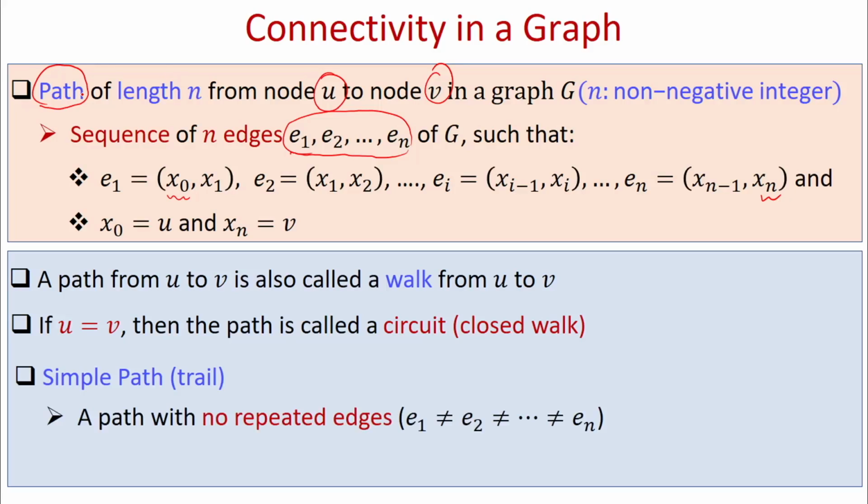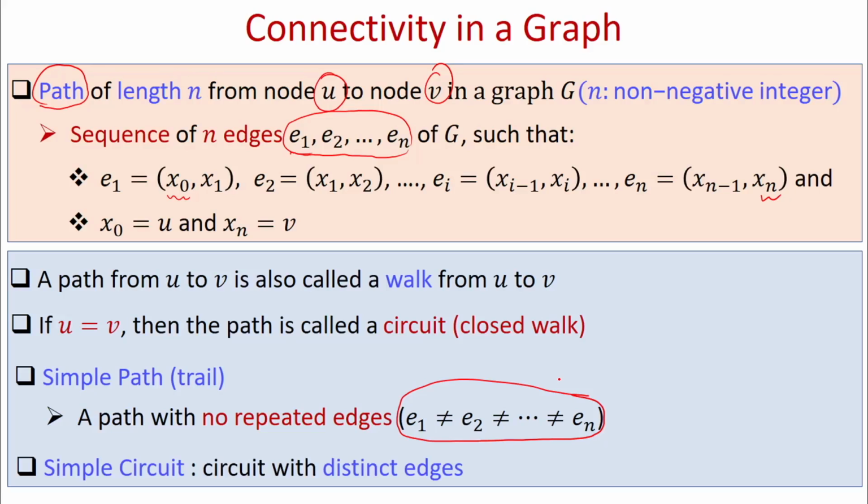And if all the edges in my path between U and V are distinct, that means no edges are repeated, then I call the path a simple path. And if I have a circuit where the starting vertex and the end vertex are the same, and if all the edges are distinct, then the circuit is called a simple circuit. By the way, in a simple path, the vertices are allowed to be repeated. It's only the edges which are not allowed to be repeated.